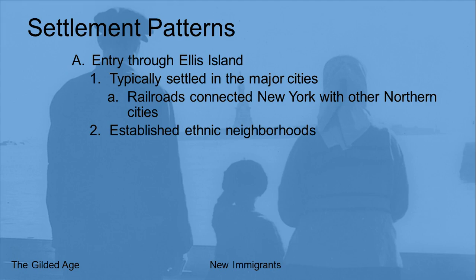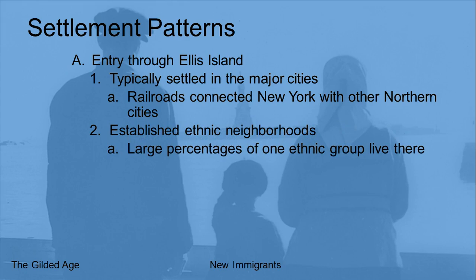When they got to these cities, they ended up establishing what we call ethnic neighborhoods. The entire neighborhood, it seems like, is made up of one entire ethnic group. At least you have a very large percentage of them living in the same area. And the reason you would do that is because, imagine you show up in New York City. There are 1 million people in New York City. Well, where do you go? You don't speak the language. You speak something totally different.